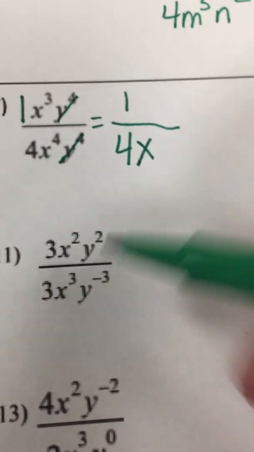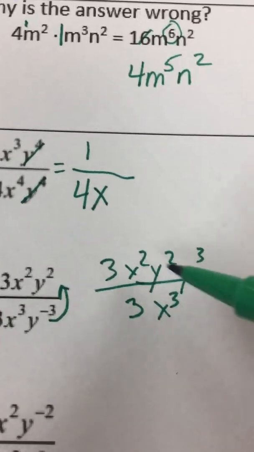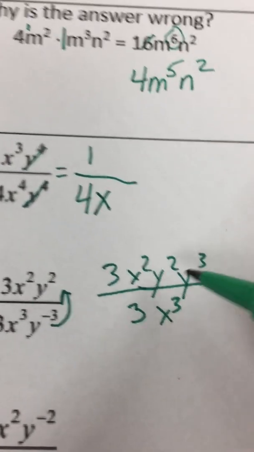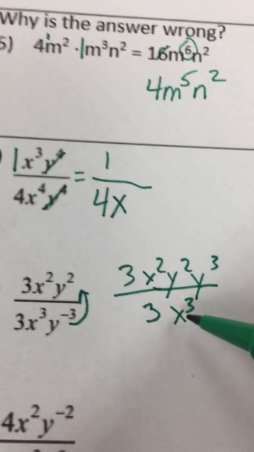Negative exponents? Yes. So what are we going to do with this piece? We're going to move it up to the top before we get going. So I'm going to rewrite this. 3 over x squared y^3 over 3x to the third. Okay, so all I did was rewrite this. I moved the y to the top. So now it's 3x squared y squared and a y^3 on top. Now it's positive exponent, and 3x to the third still on bottom.